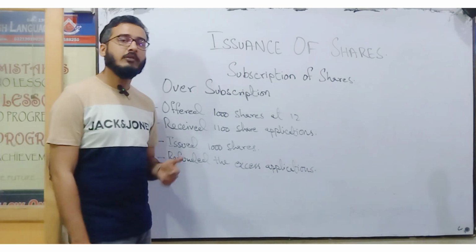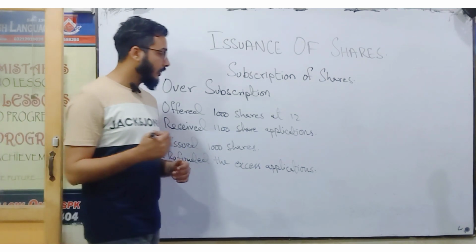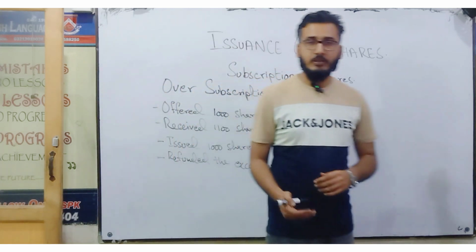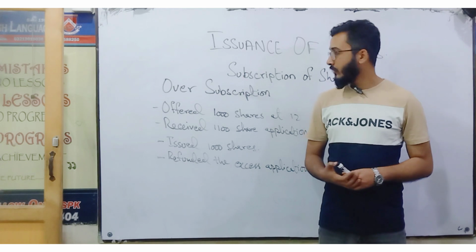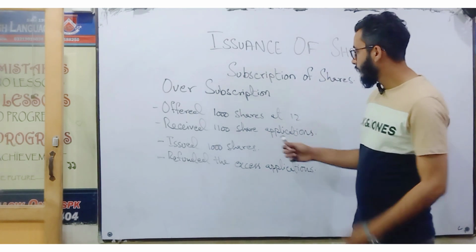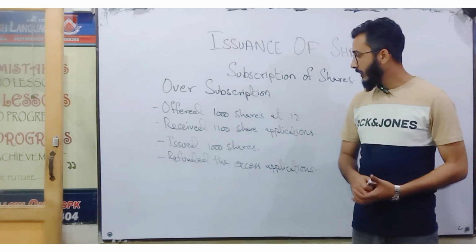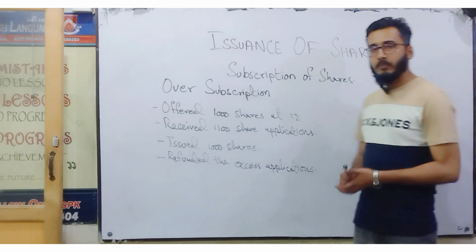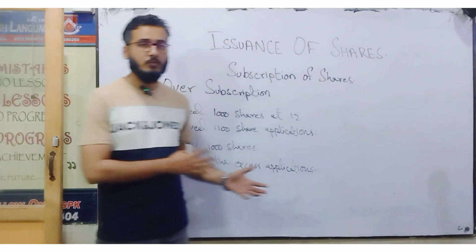If it wants to have more capital, then it has to present a resolution in the shareholders meeting and get it approved from them, and then it can issue more shares. But here the company has issued the same number which were offered and refunded the excess applications. Now let us see how to pass the entries of this one as well.